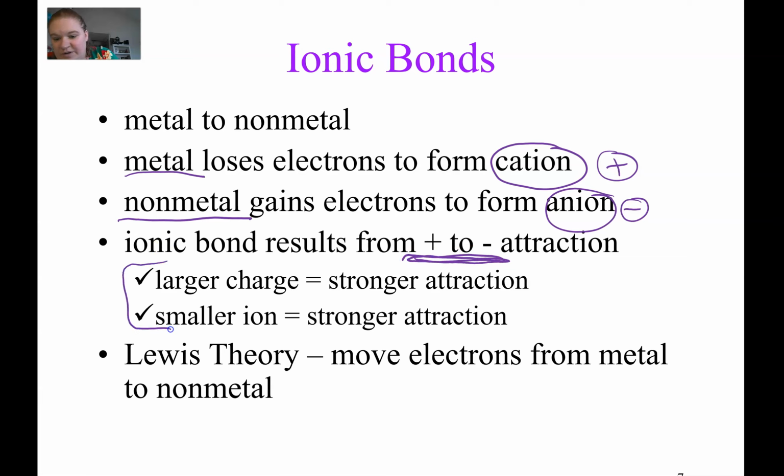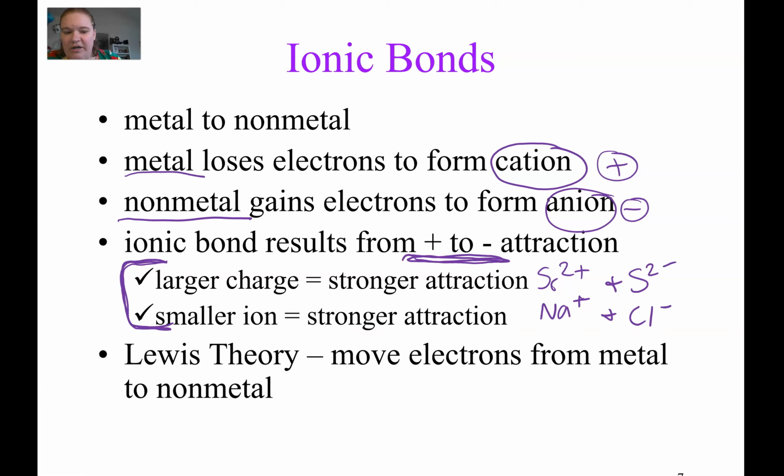These two pieces of information are going to come into play in later chapters, but it says a larger charge is a stronger attraction, and a smaller ion is a stronger attraction. So the larger charge means that strontium 2+ and sulfur 2- have a stronger attraction than Na+ and Cl-. So because they have a charge of 2+ and 2-, that makes it stronger. So think of it like a stronger magnet holding them together.